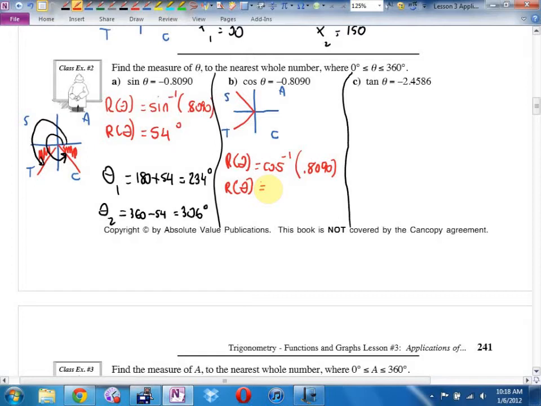And again, that's telling us that those two angles are 36 degrees because reference angles are always measured to the closest x-axis. How big is theta 1? How can I calculate it? 180 minus 36? I'll do that in my head. 180 minus 30 is 150. Minus 144?